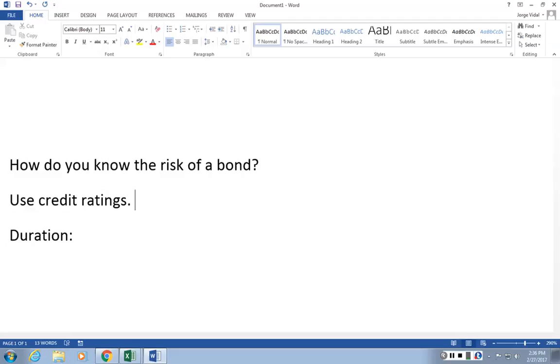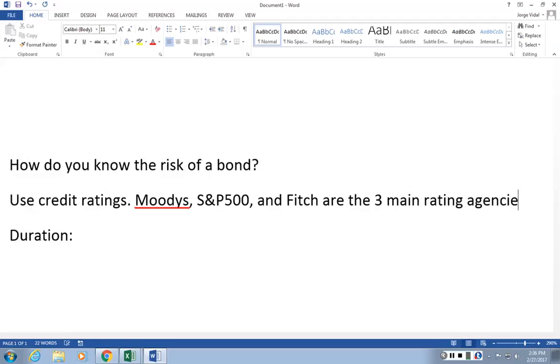And which are the three main credit rating agencies? Moody's, S&P, and Fitch. And how do those agencies work? They look at the company's balance sheet, cash flows, debt, and then they give you a letter of rating, right? So if you have a triple A, what does that mean? Highest quality, meaning it's highly unlikely that the company will default.